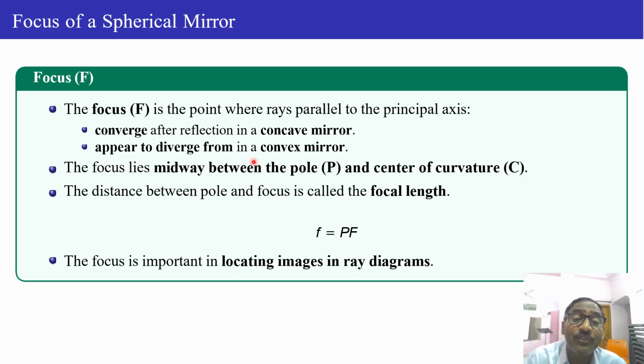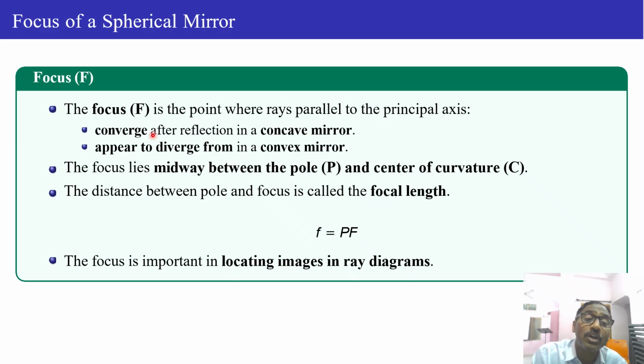Appear to diverge from in a convex mirror. So here you should know what the focus is. The focus F is the point where rays parallel to the principal axis converge. Where the parallel rays are converging after reflection, converging to the focus. So the focus F is the point where rays parallel to the principal axis converge after reflection in a concave mirror. That is the definition.